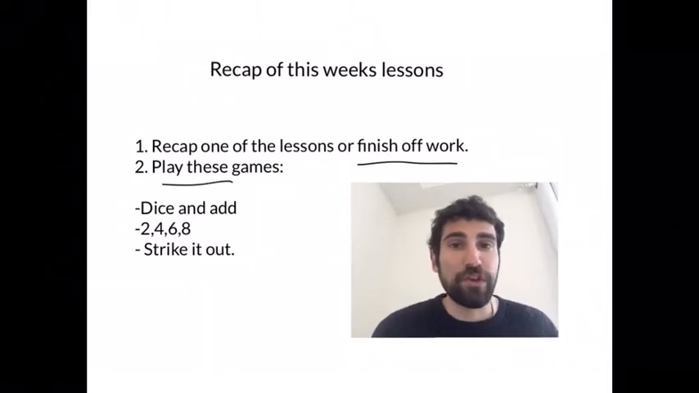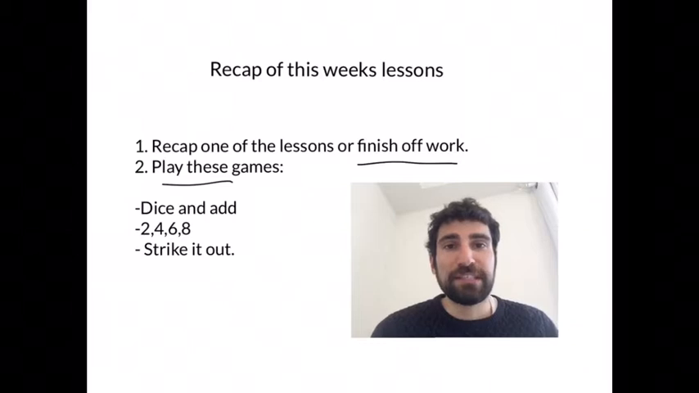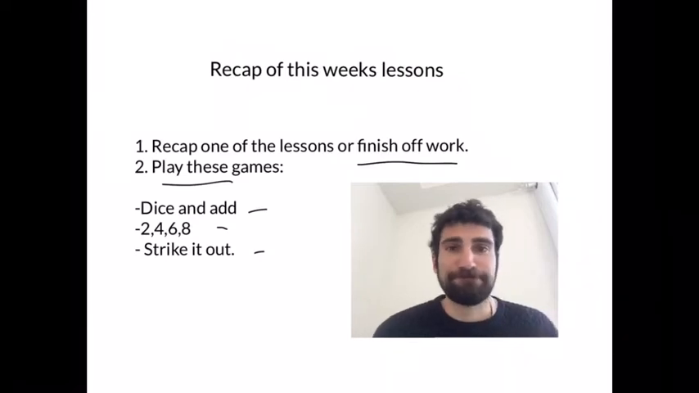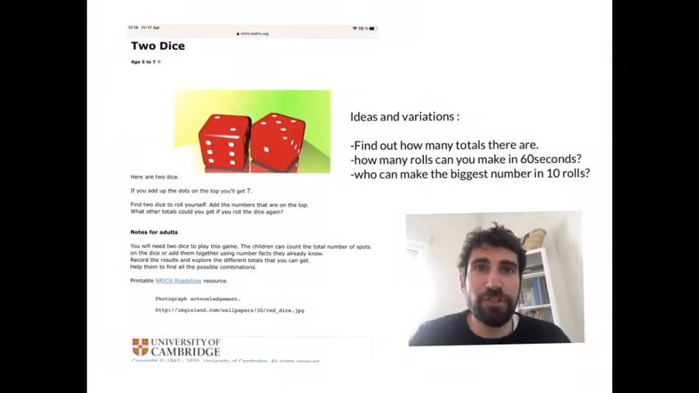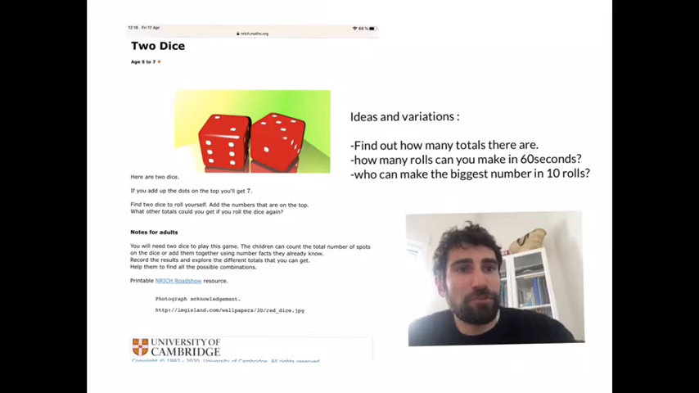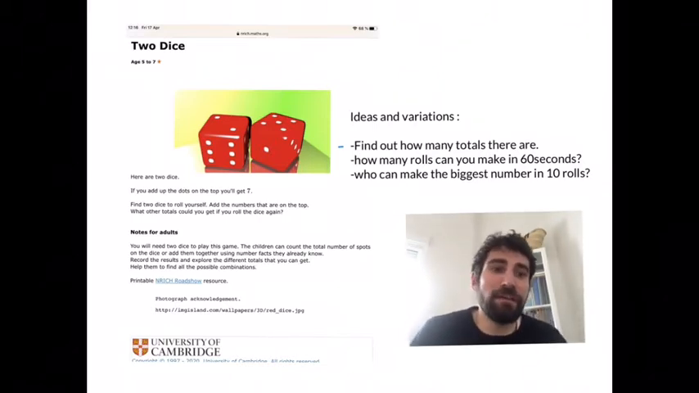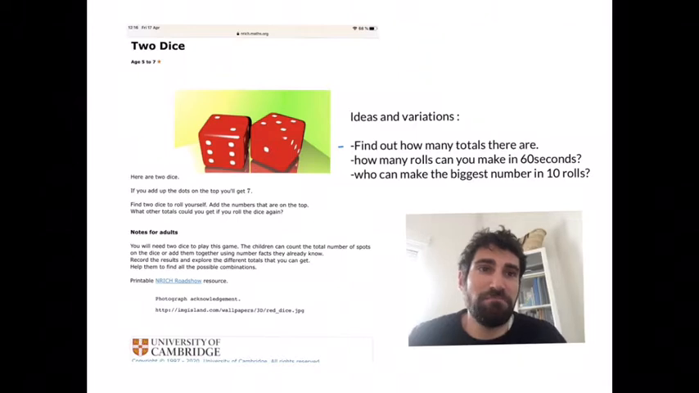So this video will explain what you need and how to play Dice and Add, 2, 4, 6, 8, and Strike Out. So for this, you just need 2 dice, and for the first variation, you need to find out what numbers you can make when you roll 2 dice. Can you make 1, 2? What numbers do you make?